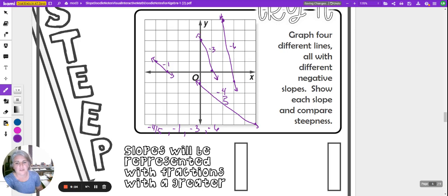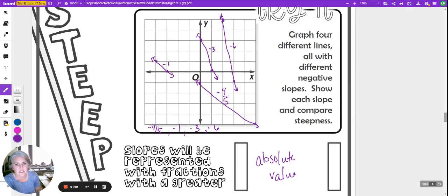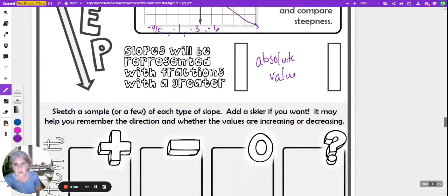So slopes will be represented with fractions with a greater absolute value. Absolute value, because again, we're thinking about them as positive numbers. If I'm thinking about -4/5, I want to think about it as 4/5. Compare 4/5 to 1 to 3 to 6. Compare their absolute values, and the one with the largest absolute value is the one that has the steepest slope.